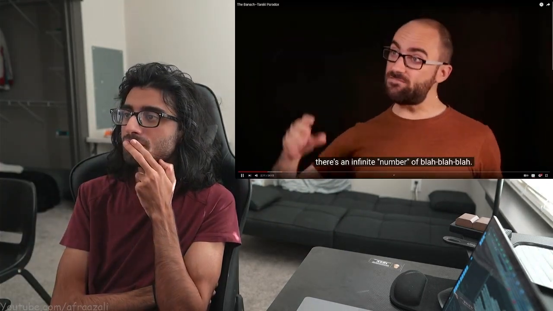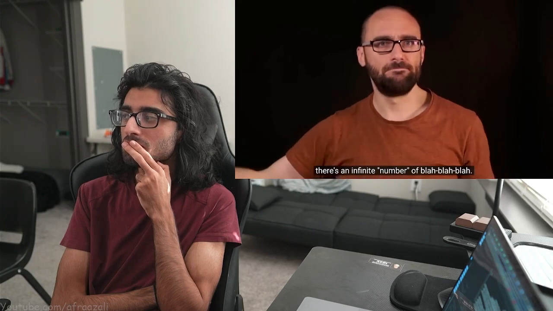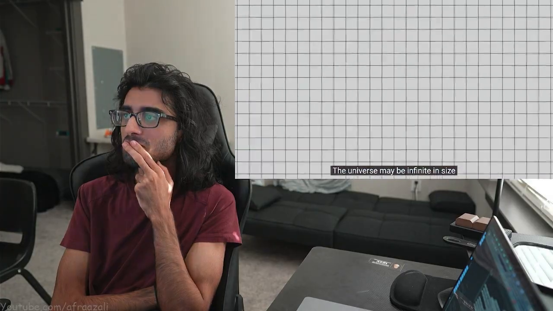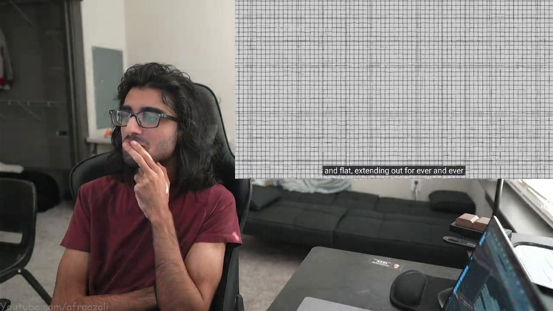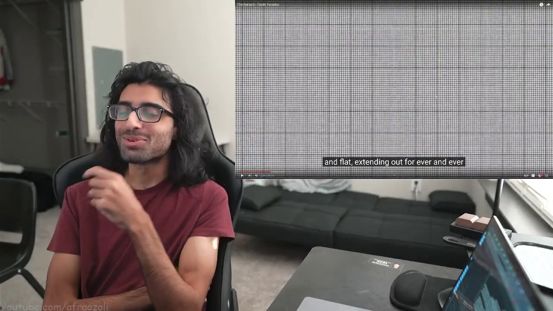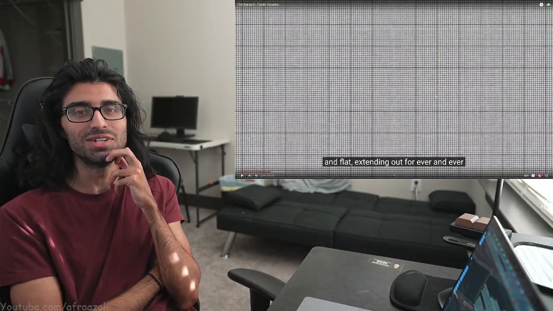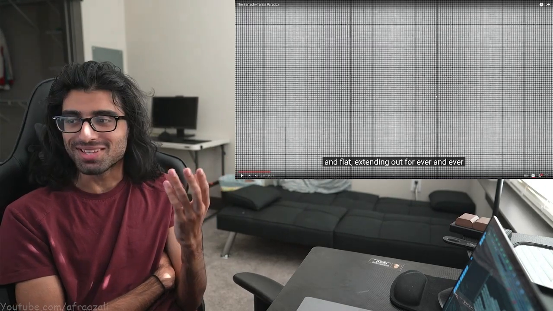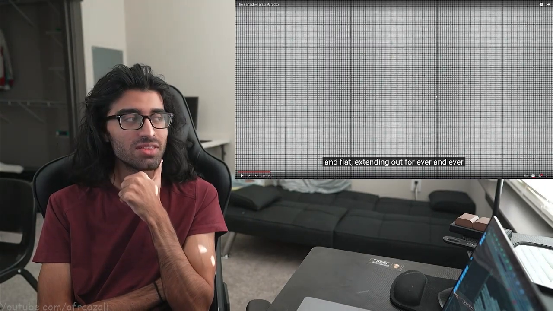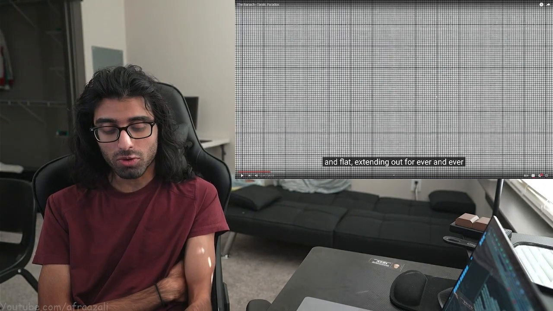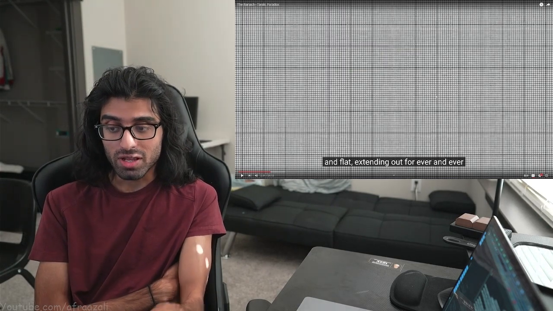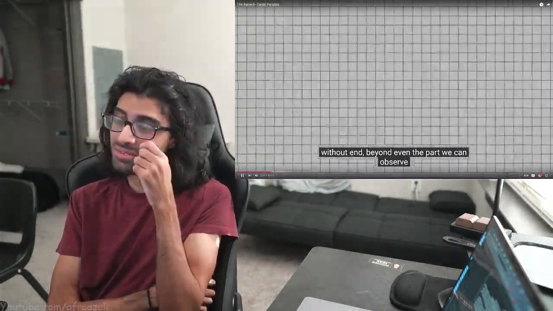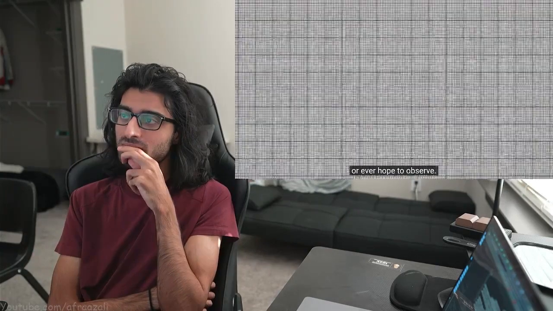It's like there's an infinite number of blah, blah, blah. And as far as we know, infinity could be real. The universe may be infinite in size and flat, extending out forever and ever. That's crazy how that's the only example we could have that infinity could be real. Nothing else even falls within 52 factorial. So it's like, maybe there are other things. I genuinely can't think of any other instance where people go like, okay, infinity might be real theoretically, it's only with the size of the universe. Without end, beyond even the part we can't observe or ever hope to observe.